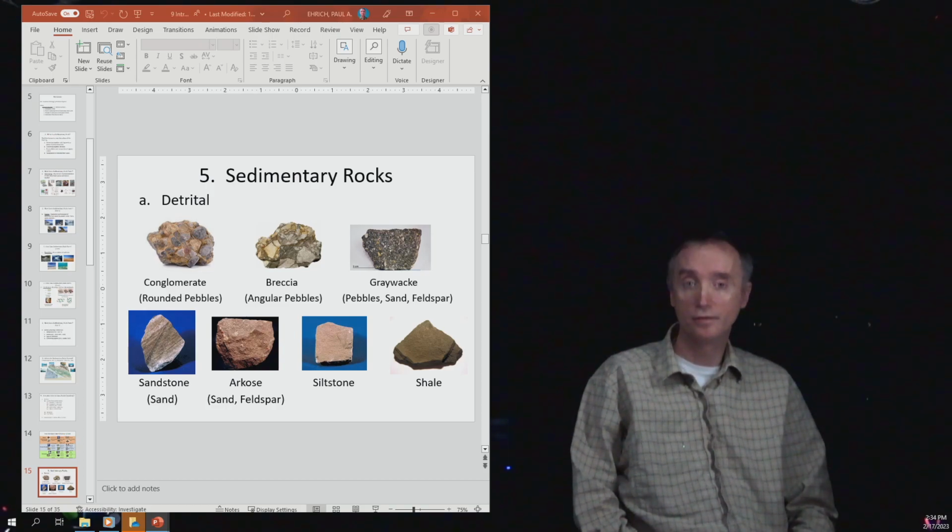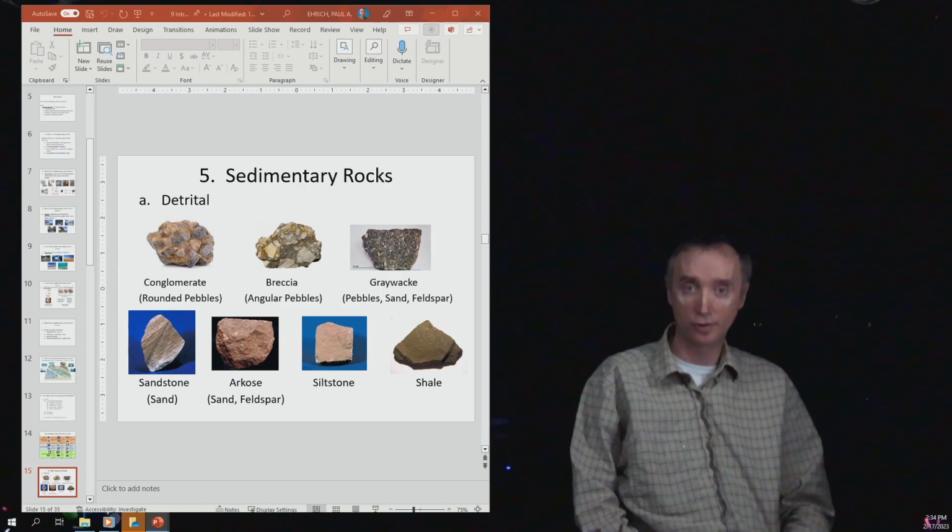So breccia is made of exactly the same materials as what the conglomerate is, but you'll notice that the pieces of the rock are more sharp. They're more angular. Okay, and so what that means is if you find a breccia, it probably has not been transported very far from where it formed. On the other hand, the conglomerate probably has been transported a fair distance from its source rock.